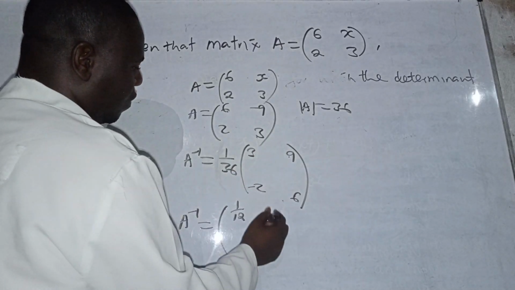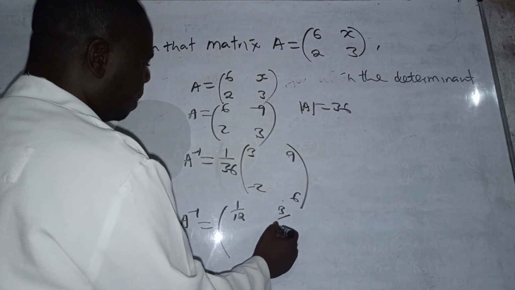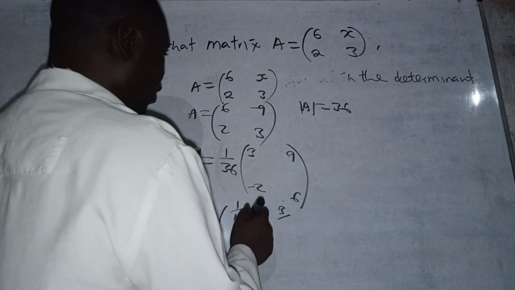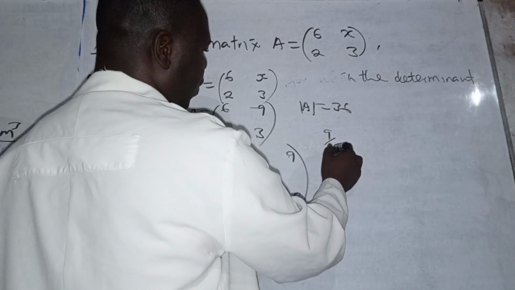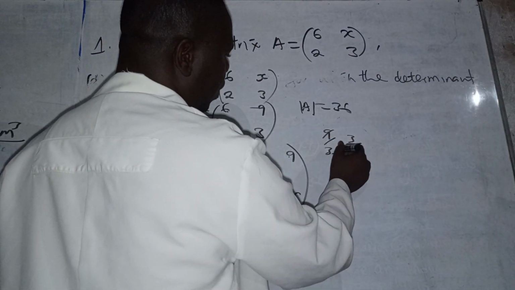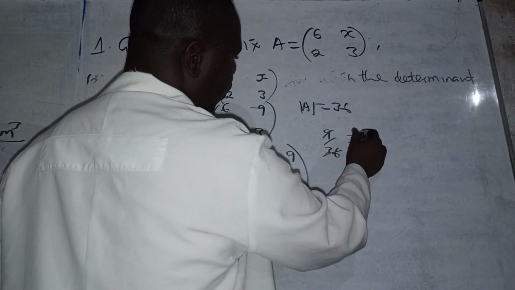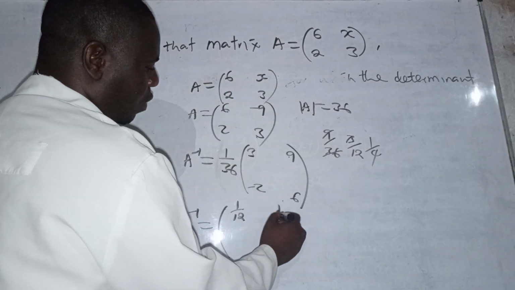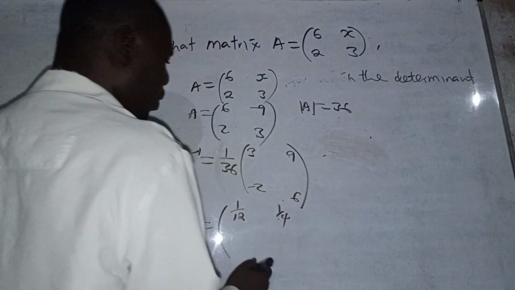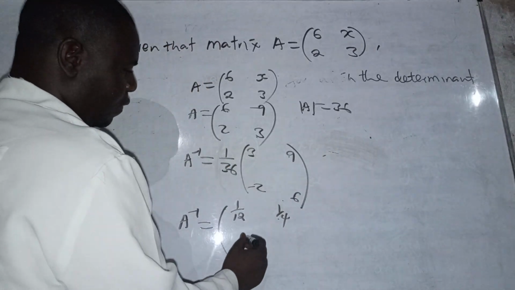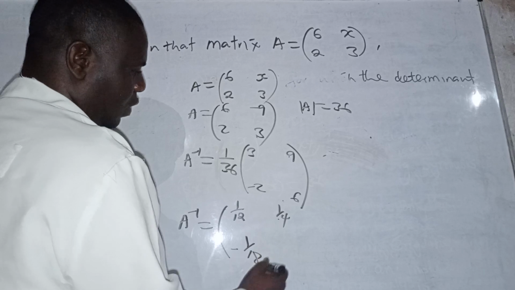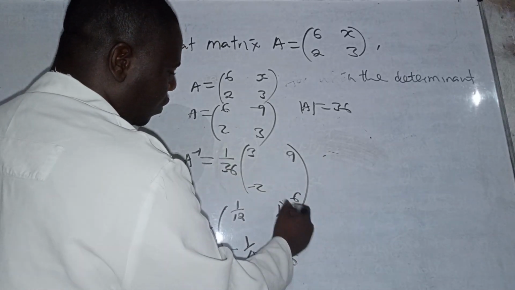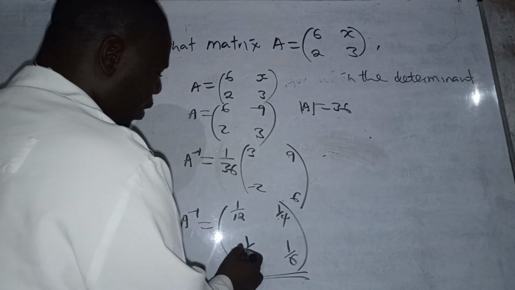Again, this time to give us 3 over, okay, you can use the calculator here, so to be 9 over 36, 3 here, 3 here, 12, 3 here, 1, 3 here, 4. So to be 1 over 4, 1 over 4. This time this to be negative 1 over 18. This time this to be 1 over 6. So this one will be our final answer.